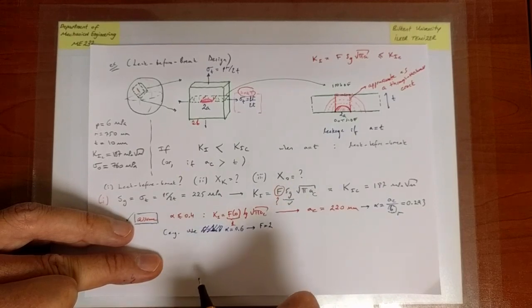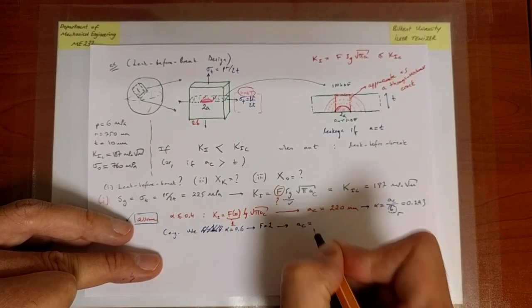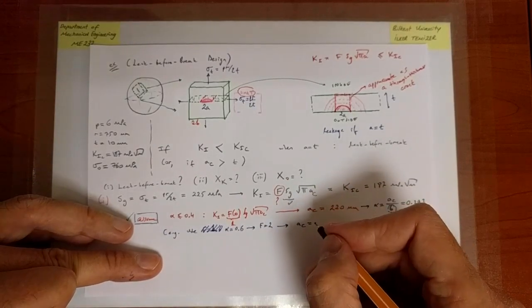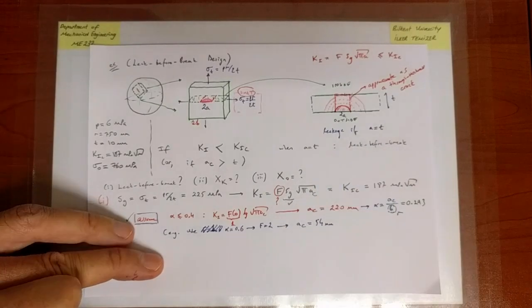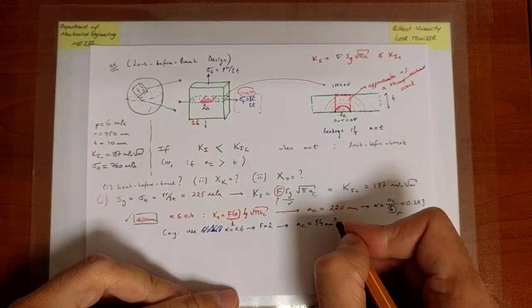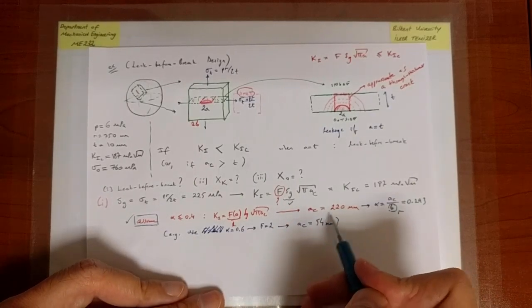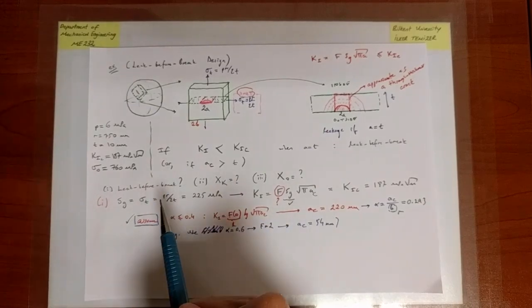So it's going to be twice as high. When it's twice as high, then we can calculate AC to be 54 millimeters, which is a much more severe value because it's smaller than 220. So now let's go back. What are we trying to do?